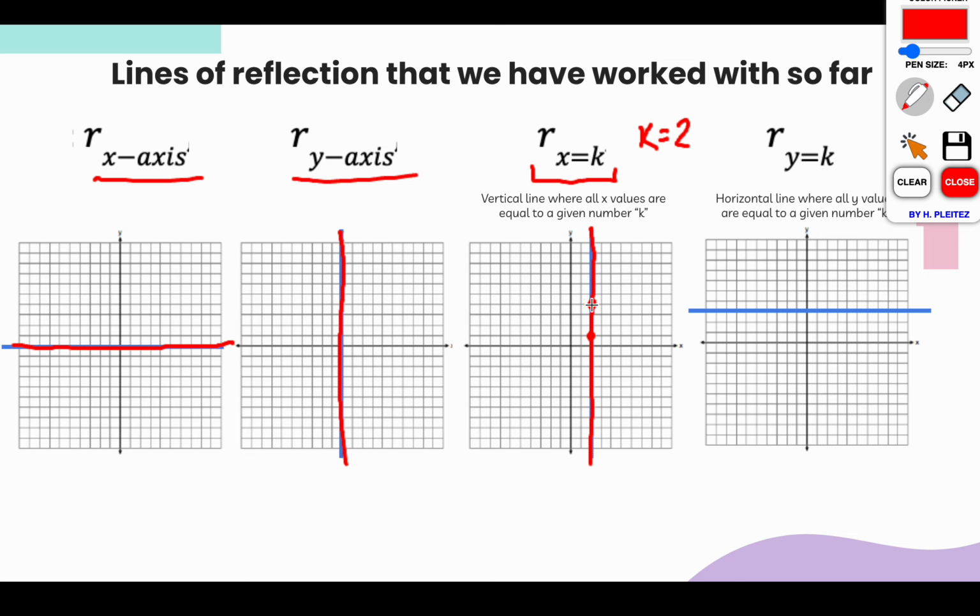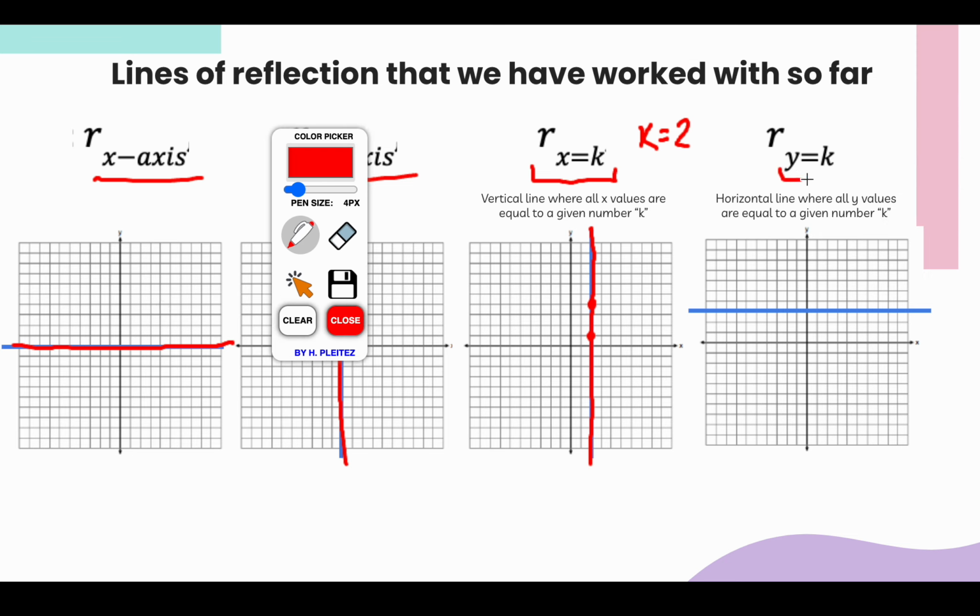Now the same idea holds for when you're doing a reflection over the line y equals some number. In this case, we have the line y equals 3. And again, the concept here is if this is your line of reflection, no matter what point you pick on it, it should have a y-coordinate of 3, okay?